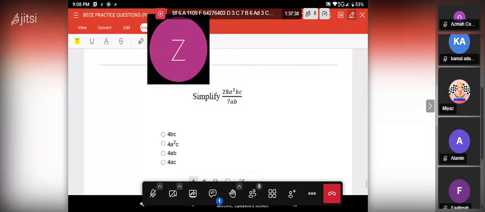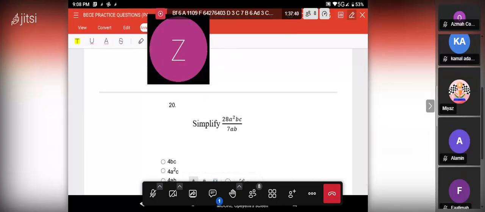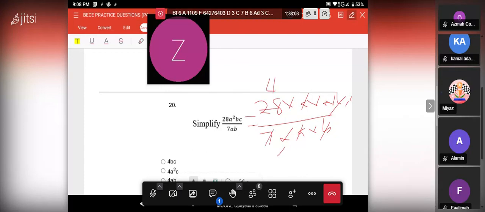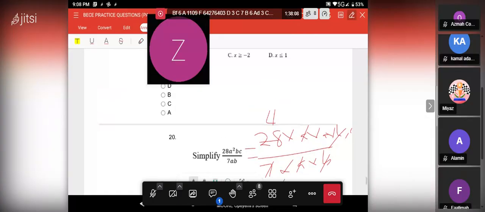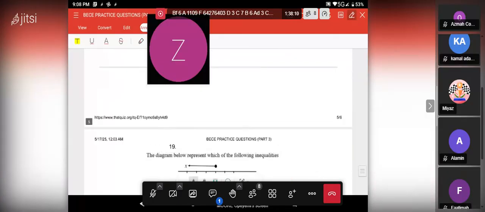This one is very simple. The line means division. That is 28 times A times A times B times B times C, everything over 7 times A times B. So B cancels out B, A cancels out A, 7 here 1, 7 here 4. The answer is 4AC. So that is question 16, 4AC. Now I will give you this to go and practice.